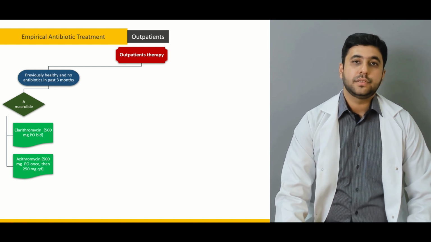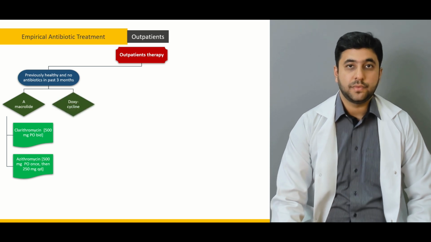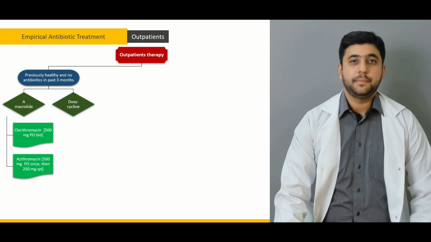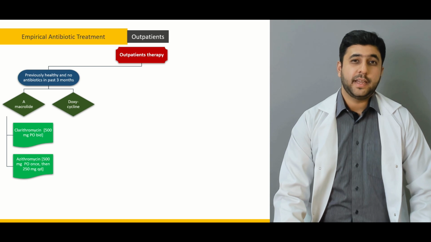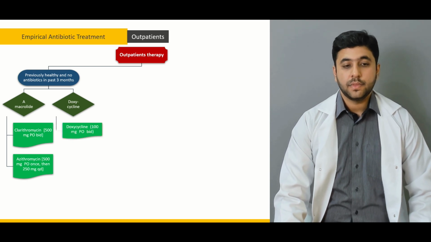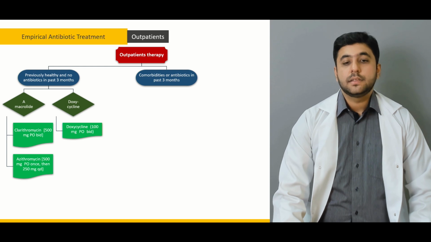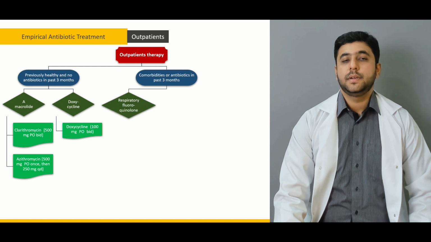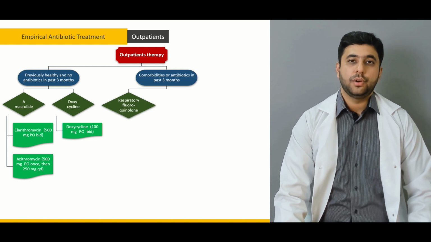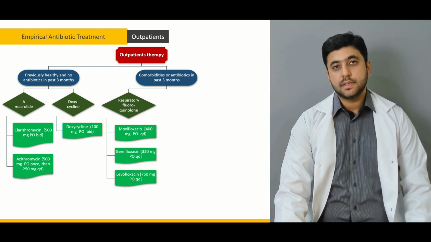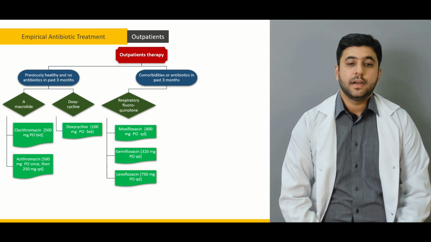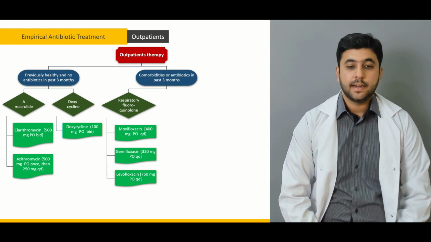For example, clarithromycin or azithromycin. If the patient is allergic to macrolide, then we can give that patient doxycycline as well. But macrolide is the drug of choice in patients who are perfectly healthy, young individuals without any comorbidities or who haven't received any antibiotics in the last 3 months. If a patient has comorbidities or has received antibiotics in the last 3 months, then the number one drug to consider is a respiratory fluoroquinolone, specifically moxifloxacin, gemifloxacin, levofloxacin. These are the respiratory fluoroquinolones. You can also add ciprofloxacin in that list.